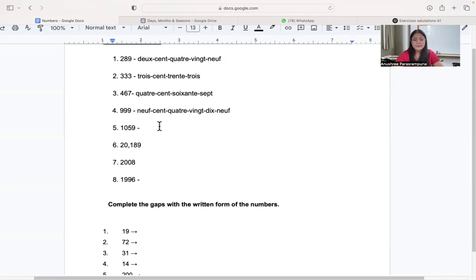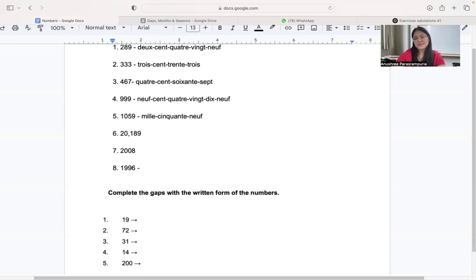1059. 1000 in French is called mille. 59, 50 is 50, and 9 is 9. So 1059.